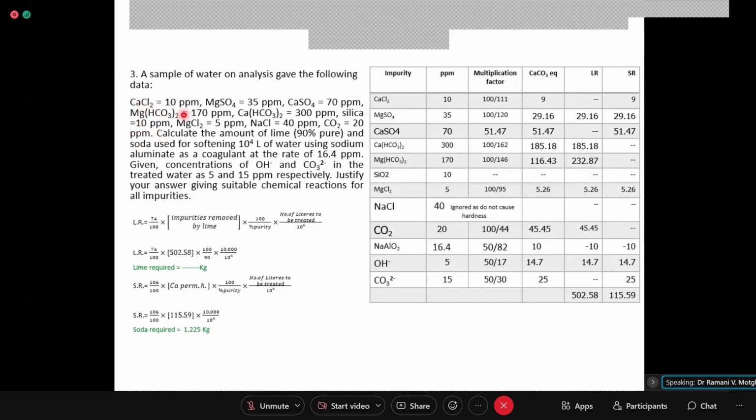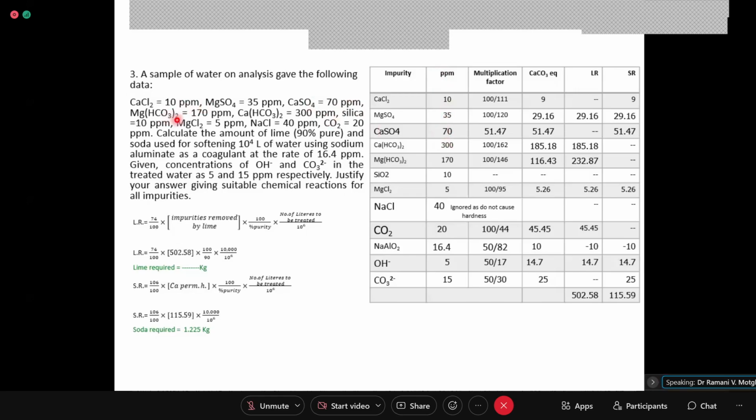You write the impurities. Now a sample of water on analysis gave the following data. Okay. No need to write these things, but you write CaCl2 10 ppm like this, and keep in your notebook space to write these columns. Okay. Below that write magnesium sulfate 35 ppm. Okay. Please write everyone. Please write these impurities or the salts. CaSO4 70 ppm. Here you are writing in ppm the true weight 70.